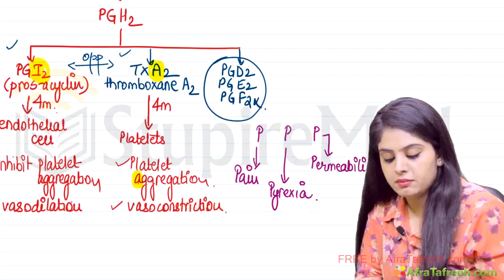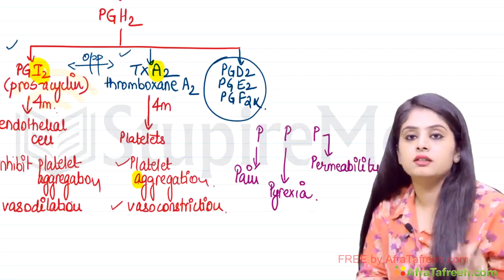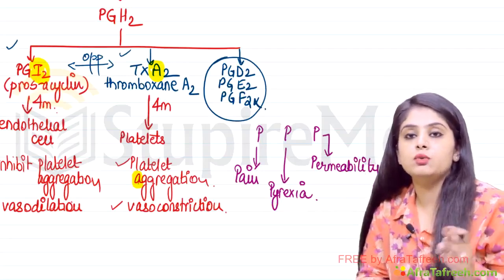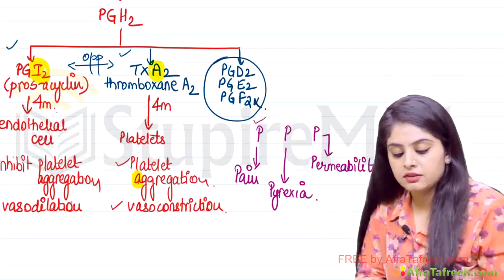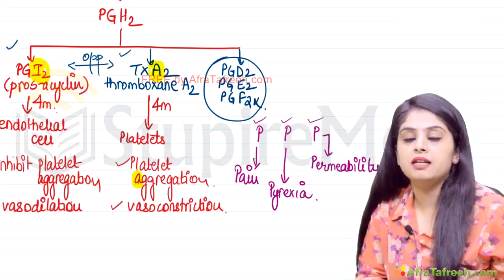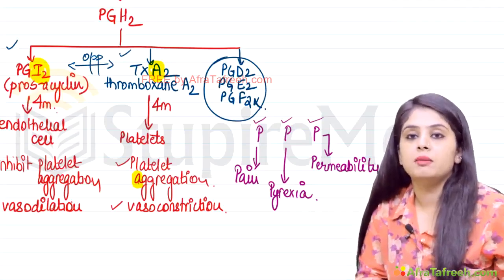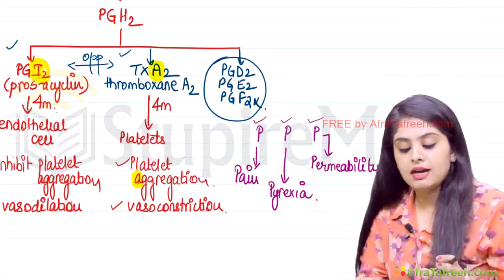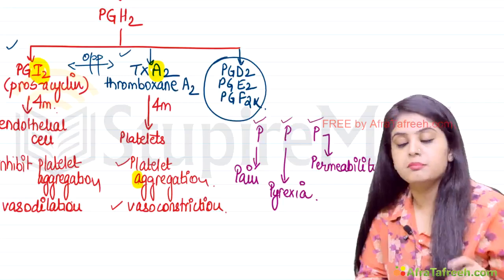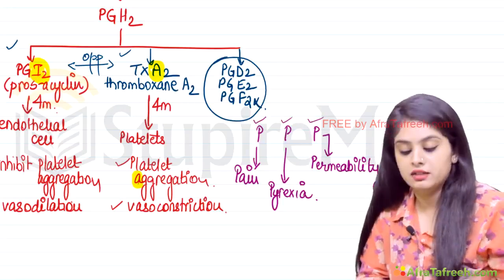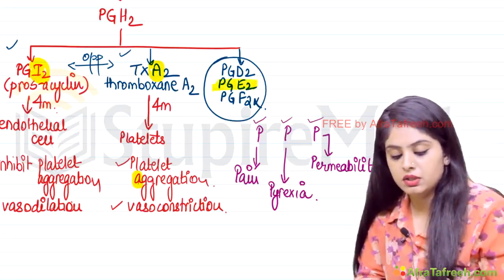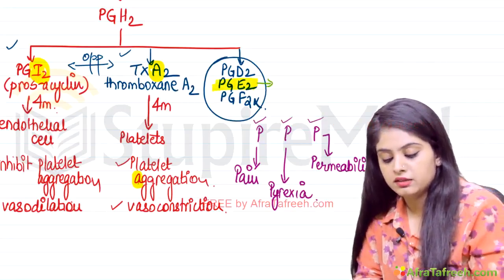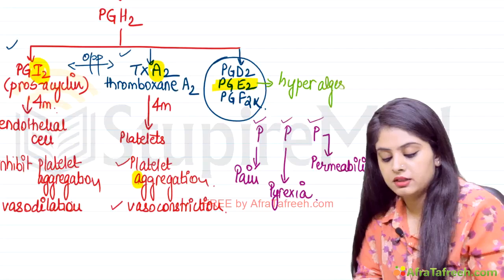So an easier way of remembering is that these three molecules D2, E2, F2 alpha will have a 3P action of pain, pyrexia and permeability. So these 3 P's are common to these 3 molecules, but out of these 3, the one that is maximally associated with pain is PGE2. This PGE2 is said to be responsible for hyperalgesia. Hyperalgesia means more of pain.